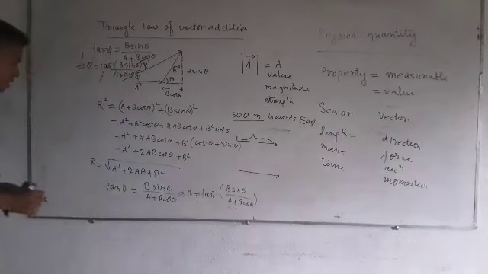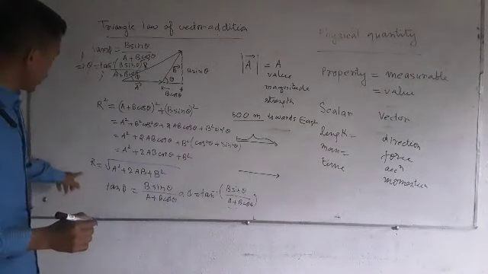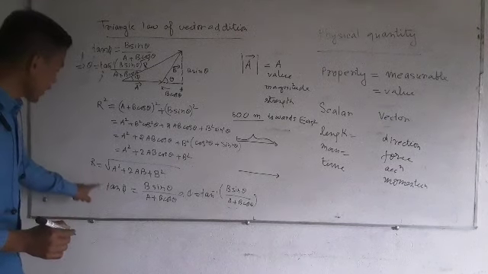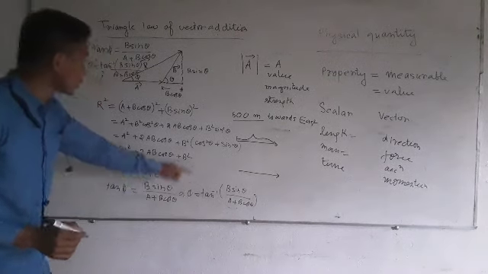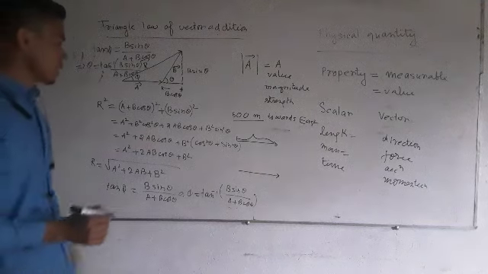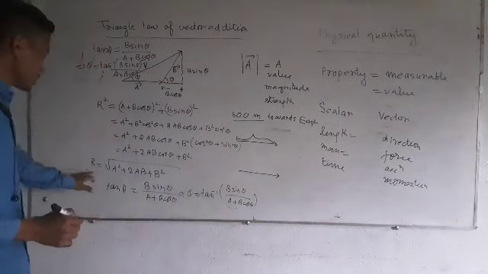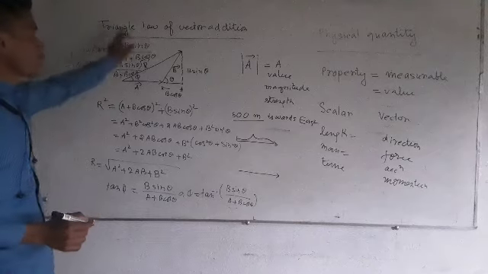This is the value of the strength of the resultant vector and the direction made by the resultant vector with the first vector, the A vector. From this we can easily find out the resultant magnitude and direction. This is about the triangle law of vector addition.